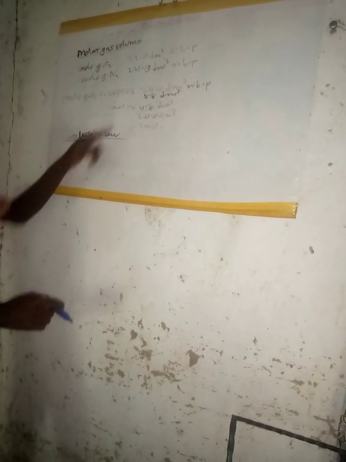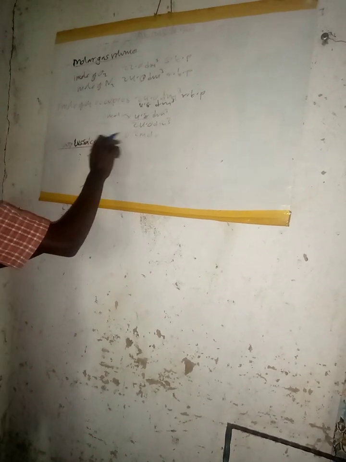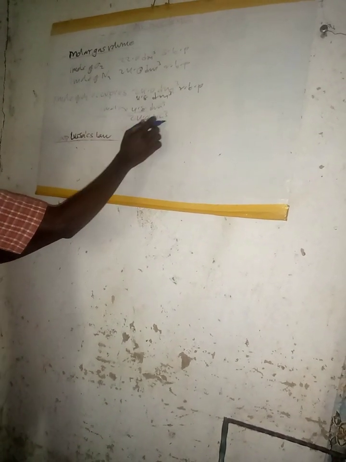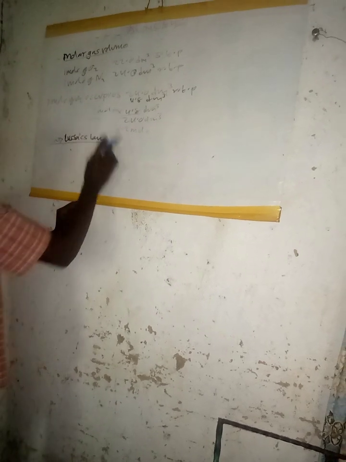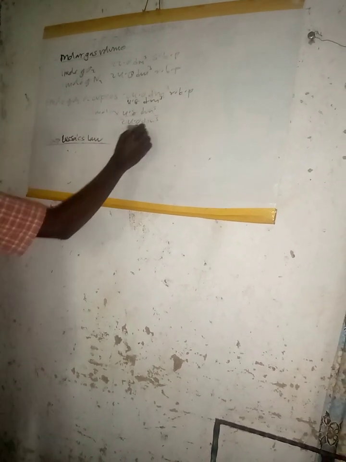What about the volume given, which is 4.8? You take 4.8 decimeters cubed over 24.0 decimeters cubed times 1 mole. You are going to get 0.2 moles. Those are the number of moles in that question.